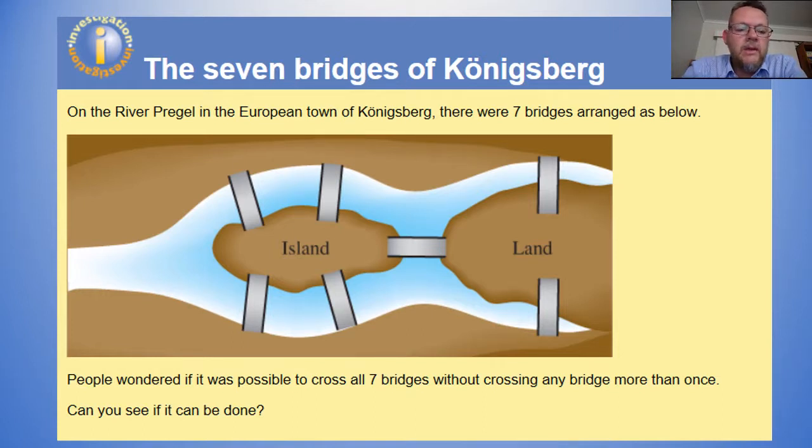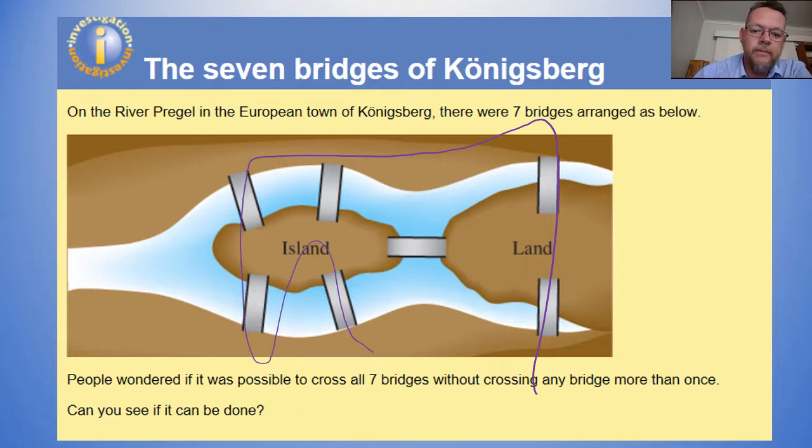Before we get started though, let's have a look at this problem here. So this has been a bit of a problem solving exercise. And people have wondered if it was possible to cross all the 7 bridges here without crossing it more than once. So take a little bit of time and see if you can cross all 7 bridges without going over them twice. So you may want to try and draw. So, oops, I can't do it there. So your turn to have a go at a few of those. That one there.